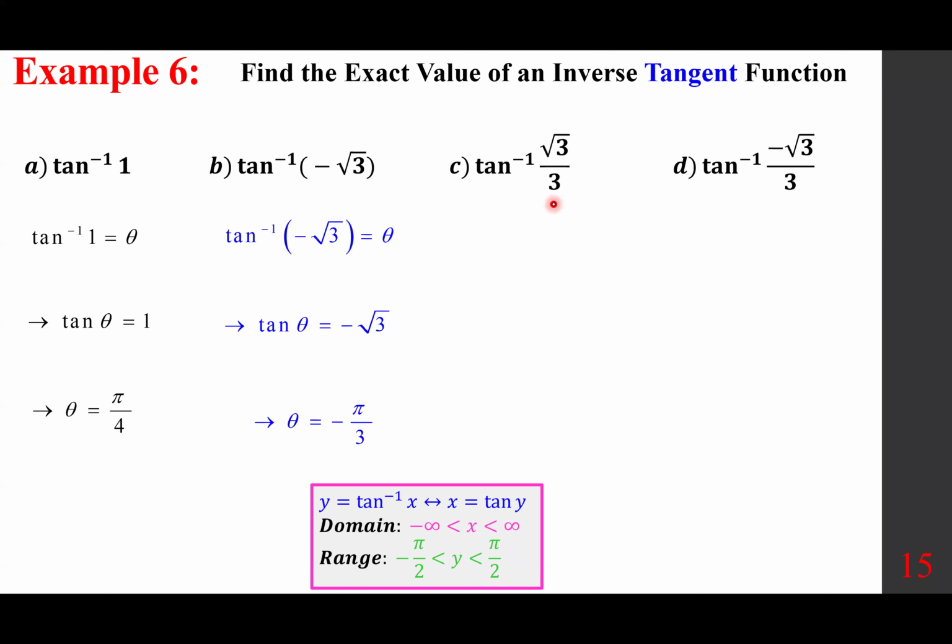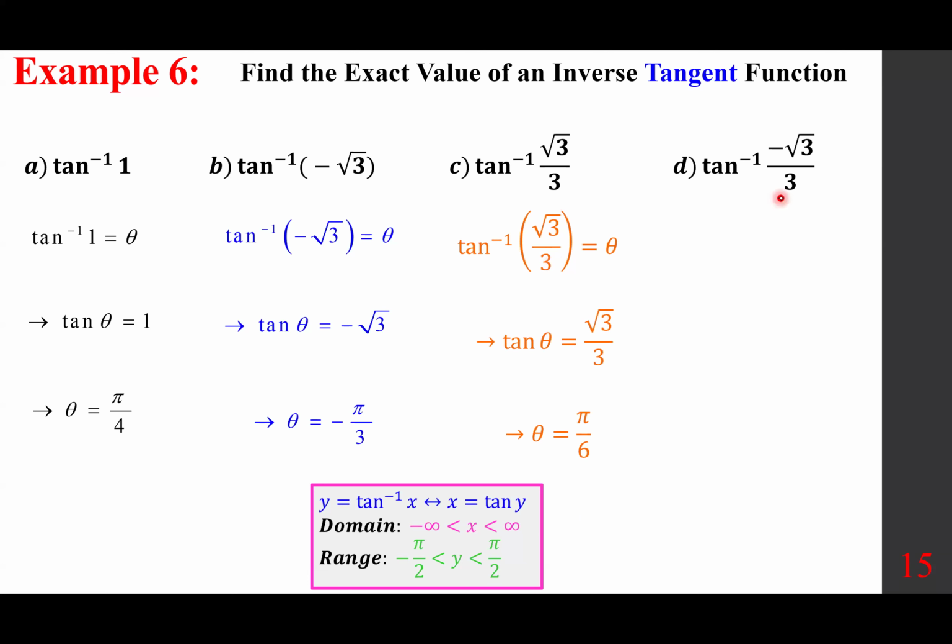Over here, we set equal to theta again. By definition of an inverse function, tan of theta must be square root of 3/3, which is a common arc. Theta must be pi/6 or 30 degrees. It's just normally we report it in radians unless otherwise asked.